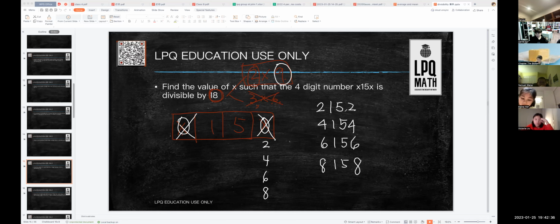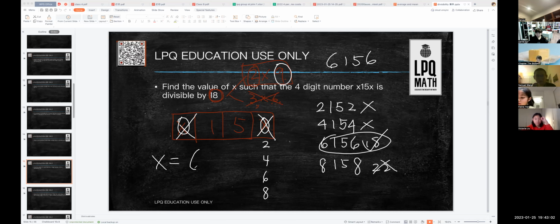2加1加5加2，不等于9的倍数，对不对？就等于10了，肯定不对。这个呢？8加6等于14，也不对。这个呢？12加6，哎，这个等于18，那这个是可以，对不对？ Okay, so this one equals what? 16 plus 6, 22, and also cannot be right. Okay, so the answer is only 6156. So x equals 6.